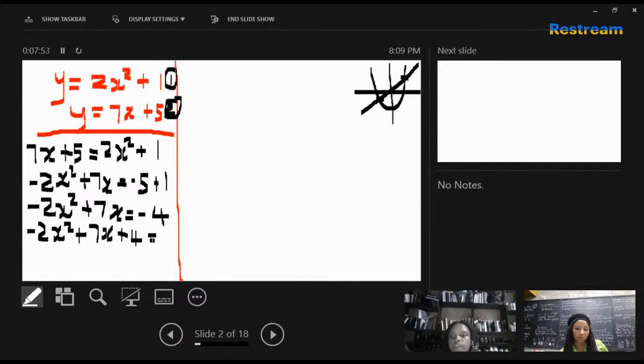So now we're going to multiply the two numbers, so negative 2 times positive 4, and we want two factors that add to give positive 7. So we want two numbers that multiply to give negative 8 and add to give 7. Yes, miss. So two factors would be 8 and negative 1.